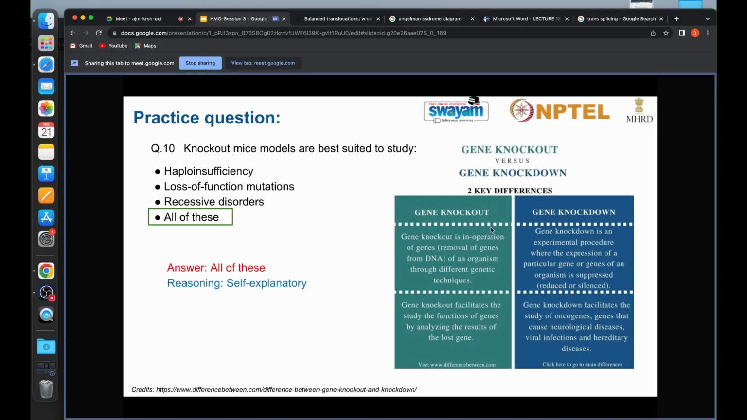You perform the knockout when you want to study the function of genes by analyzing the results of the lost gene, when you want to analyze how the loss of that gene is influencing. But you perform knockdown when you want to study oncogenes or genes that cause neurological disease, viral infection, and hereditary diseases. For those cases, you perform the knockdowns.